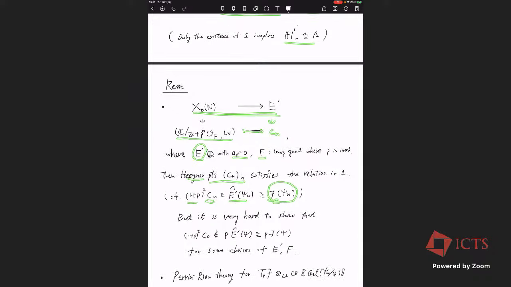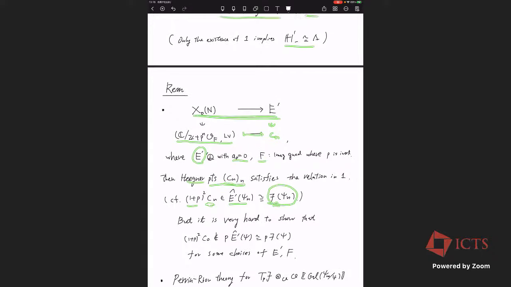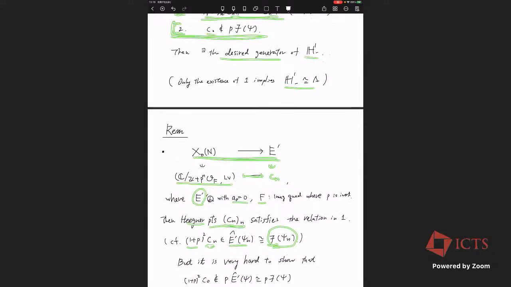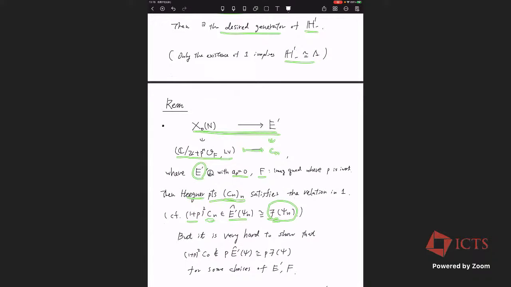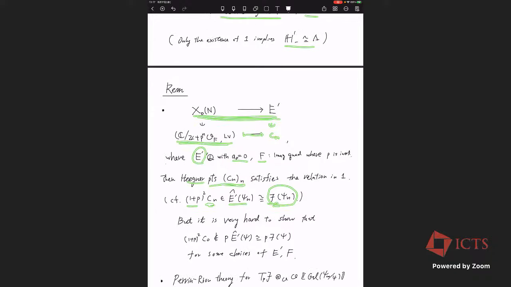But it is very hard to show that such a system satisfies 2, because we used a lot of global things, modular parameterization and Heegner points. So it is a hard problem to determine whether a Heegner point is divisible by P or not in a local model way.